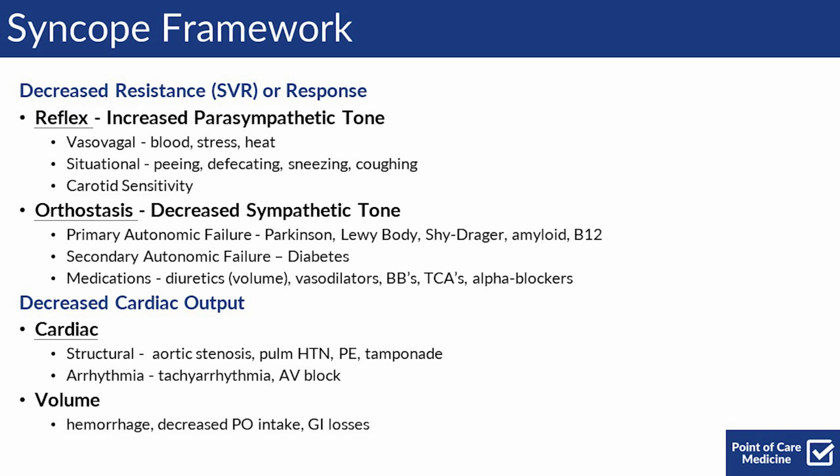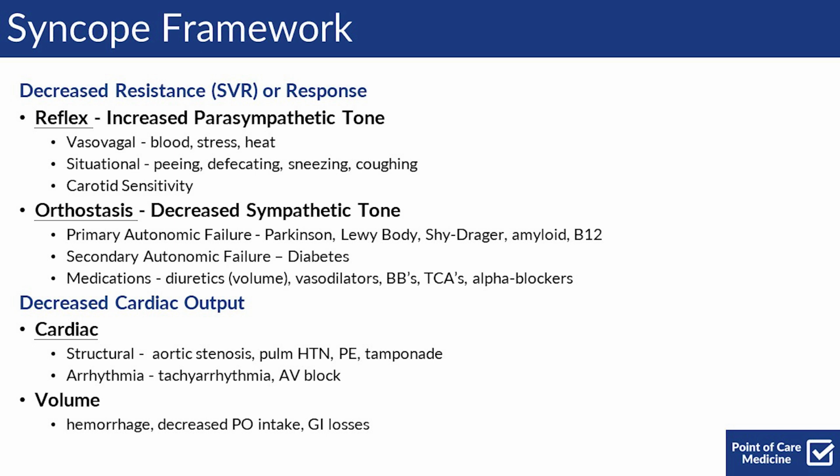For orthostasis, something that decreases your sympathetic tone, that can be due to primary autonomic failure, which includes things like Parkinson's disease, Lewy body disease, or Shy-Drager, as well as amyloid and B12 deficiency. Secondary autonomic failure is most commonly caused by diabetes, and that's almost always going to be the reason when you have people that have really bad sympathetic tone. Medications that you should be on the lookout for include diuretics, which decrease your volume, of course, whether you're taking vasodilators, beta blockers, or alpha blockers for things like BPH.